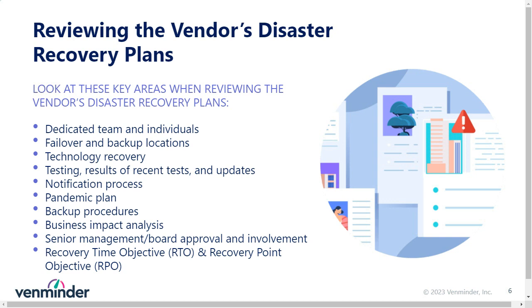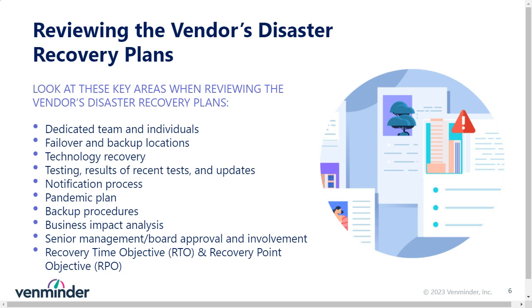Look for a notification process. Some DRPs will also have a pandemic plan included in it. Look for their backup procedures, personnel recovery to normal operations. Check to see if the business impact analysis, or BIA, has been conducted, and see how often it's performed, such as annually, semi-annually, or quarterly. Side note, a BIA can also be found in a business continuity plan.